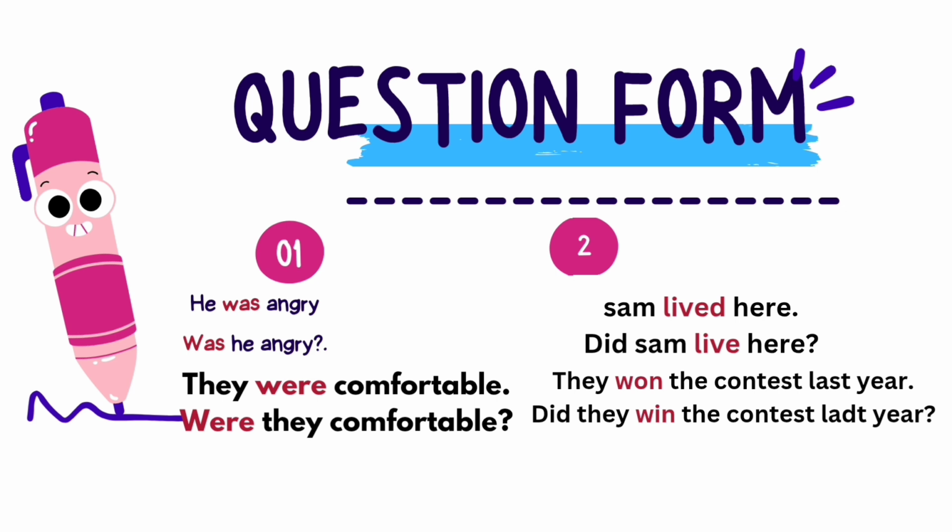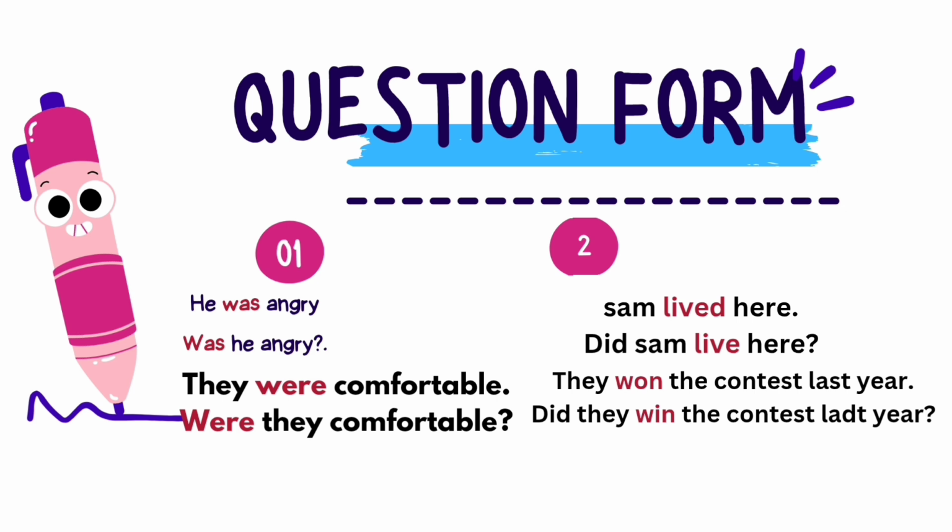The next sentence also has a be verb. They were comfortable. So again, switch the first two words. Were they comfortable? The answers can be yes, they were, or no, they weren't.